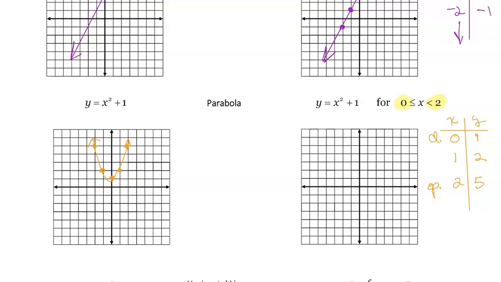When x is 0 and y is 1, that is going to be a closed circle, because you're allowed to equal that. When x is 1 and y is 2, that's going to be a closed circle. But when x is 2 and y is 5, that's your open circle. So you can see how you have to capture the curve. It's not a straight line this time. It's a curve because it's a parabola. So be careful about capturing the curve.